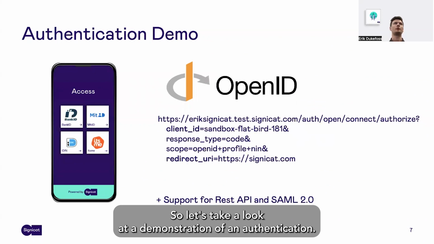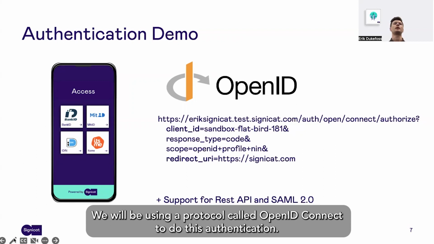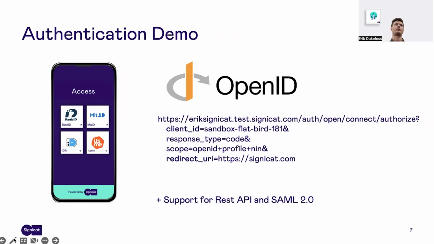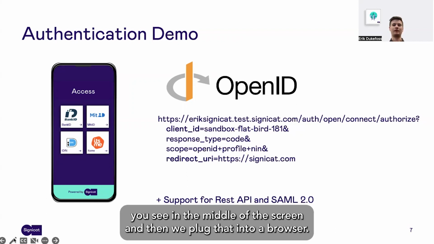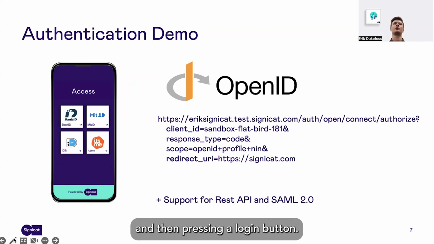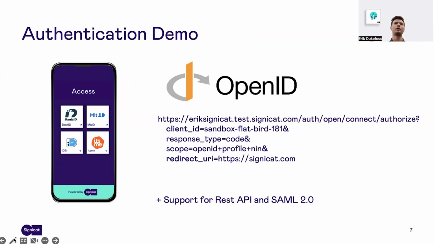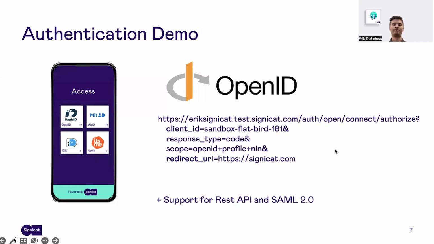Over to you, Eric. So let's take a look at a demonstration of an authentication. We will be using a protocol called OpenID Connect to do this authentication. The way it works is that we make this authorization URL you see in the middle of the screen, and then we plug that into a browser. So you can imagine an end user going to your website or your app and then pressing a login button. Then they will be redirected to this URL.